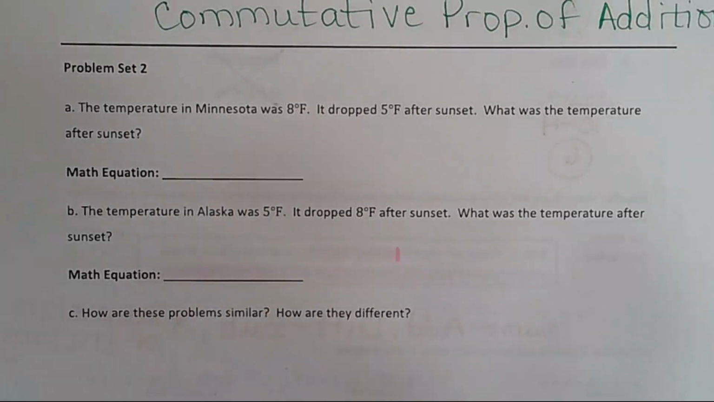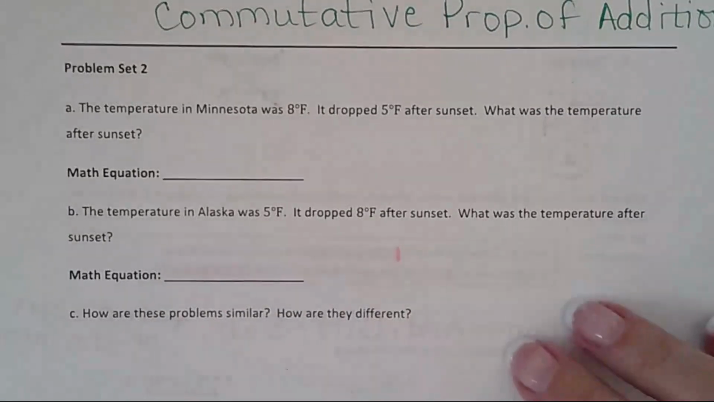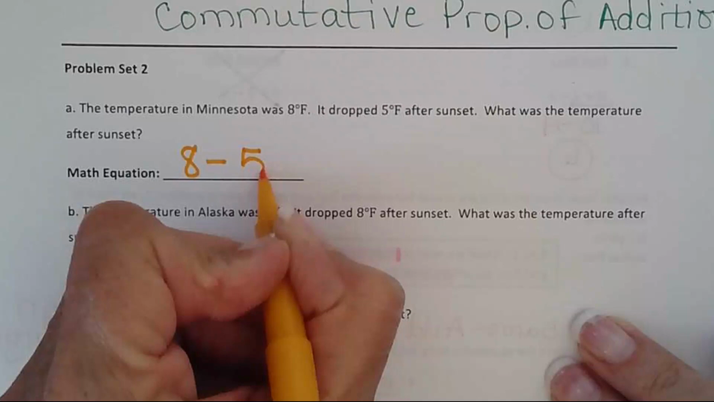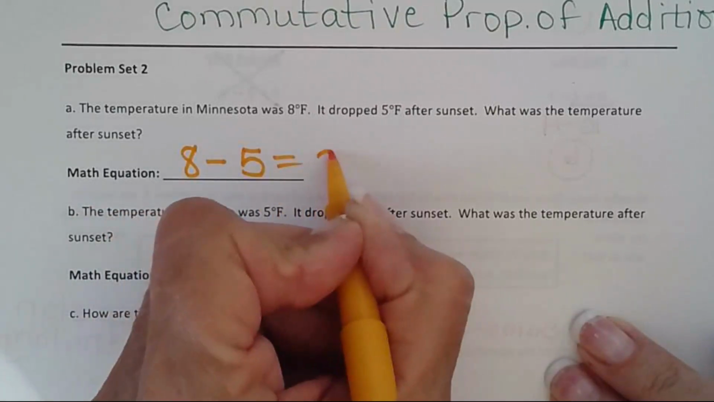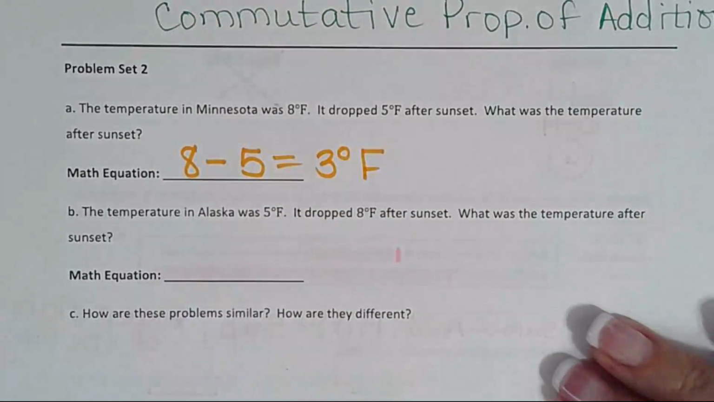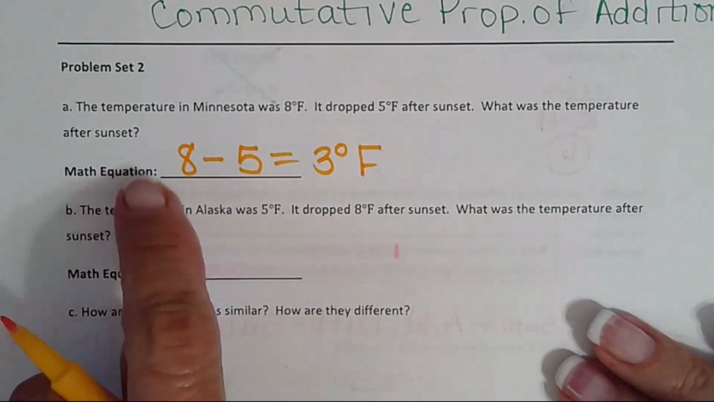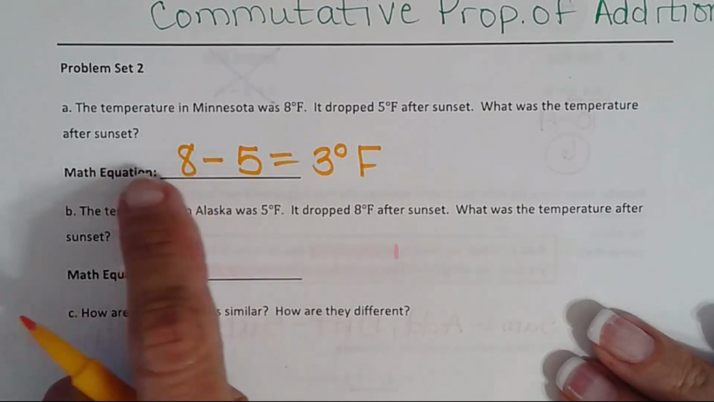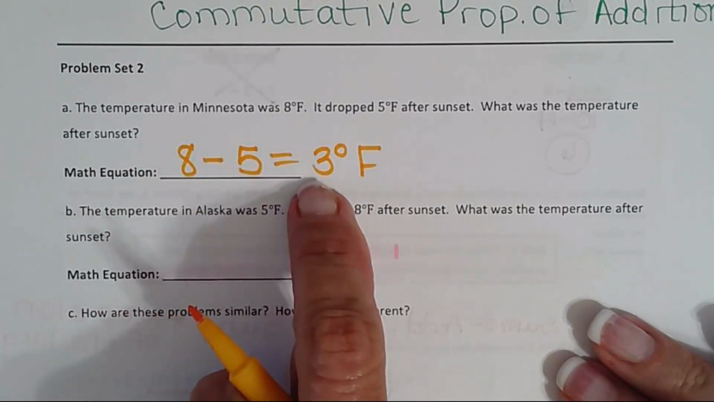Okay, the temperature in Minnesota was 8 degrees Fahrenheit. It dropped, which means minus 5 degrees after sunset. So this would be 8 minus 5. And after sunset, the temperature was 3 degrees Fahrenheit, because 8 minus 5 is 3. A positive and a negative, they tell me to subtract and keep the sign of the larger.